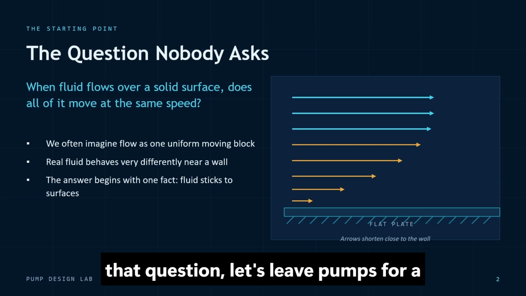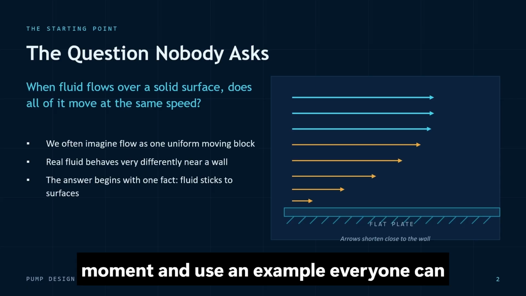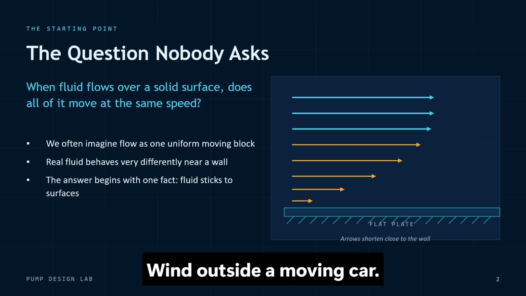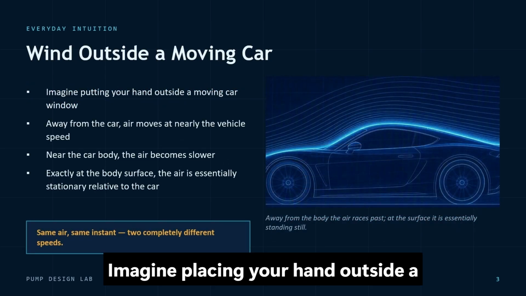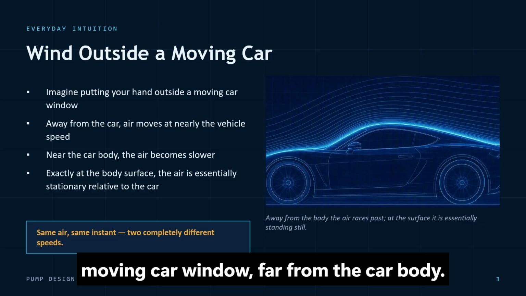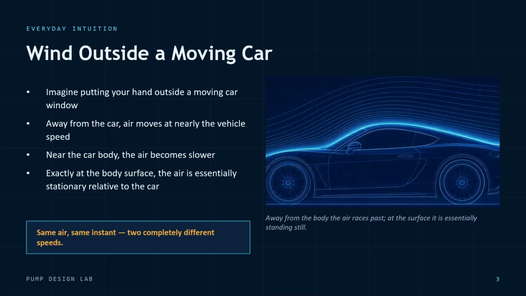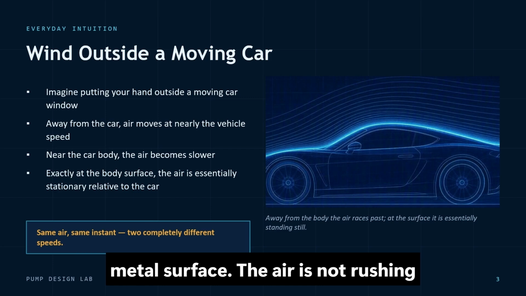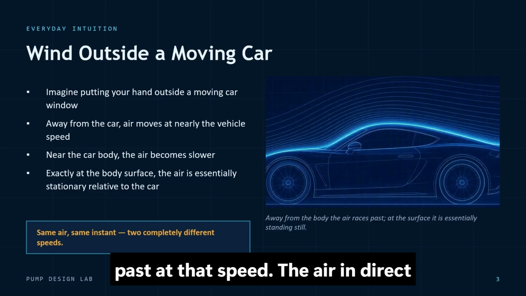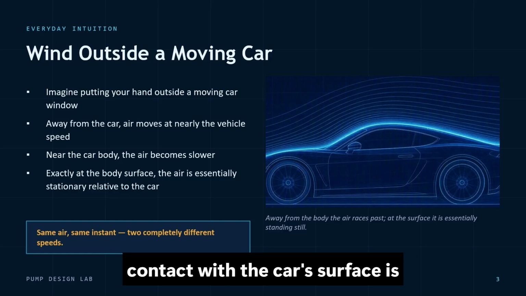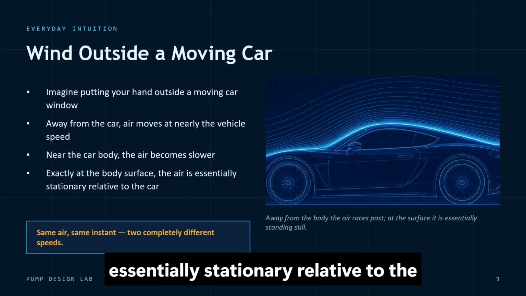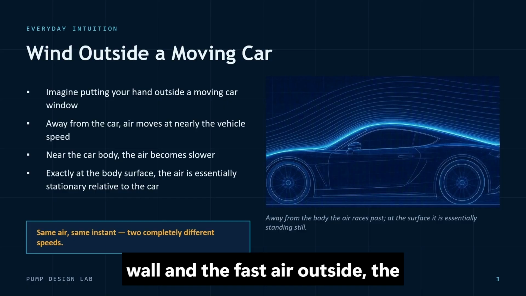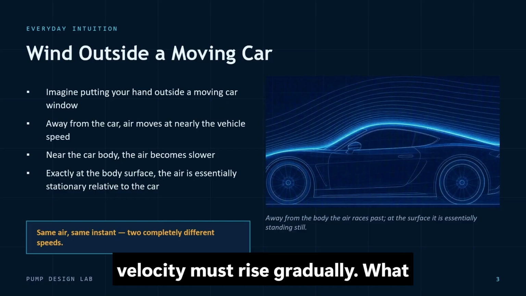To answer that question, let's leave pumps for a moment and use an example everyone can picture: air flowing past a moving car. Imagine placing your hand outside a moving car window, far from the car body. The air moves at almost the same speed as the vehicle, but right at the painted metal surface, the air is not rushing past at that speed. The air in direct contact with the car's surface is essentially stationary relative to the car. Between the stationary air at the wall and the fast air outside, the velocity must rise gradually.